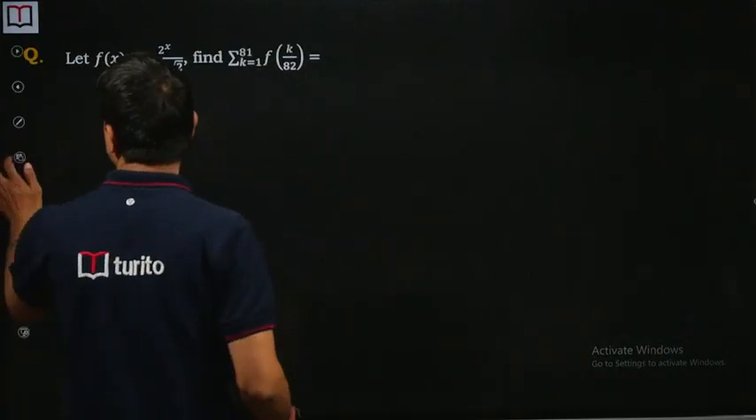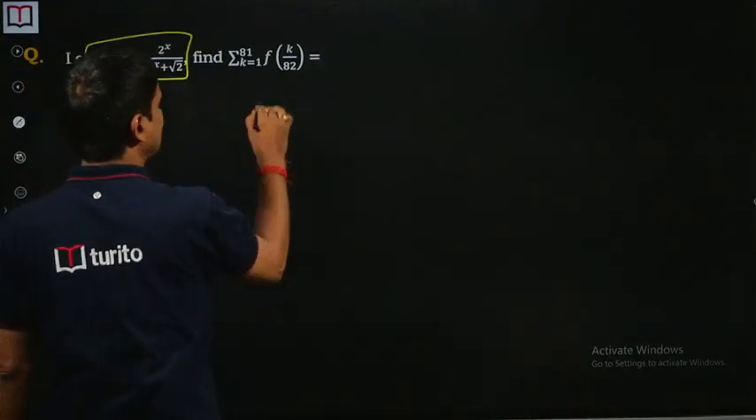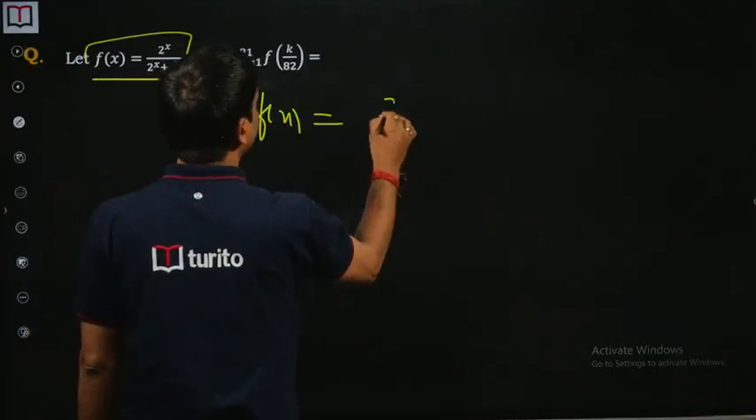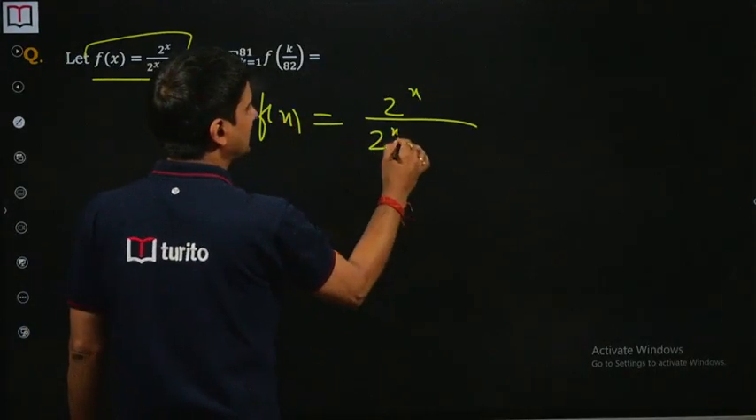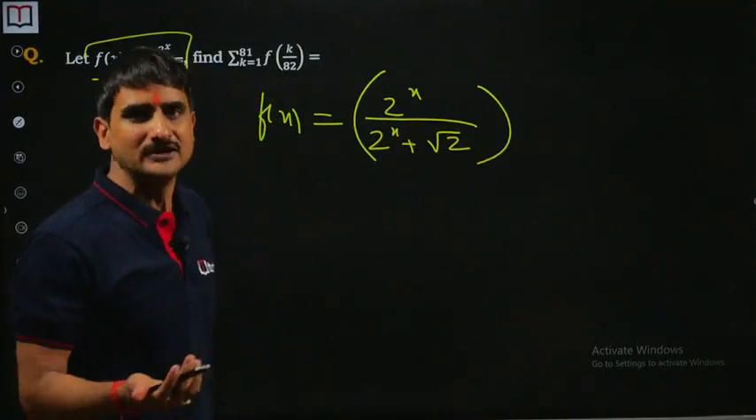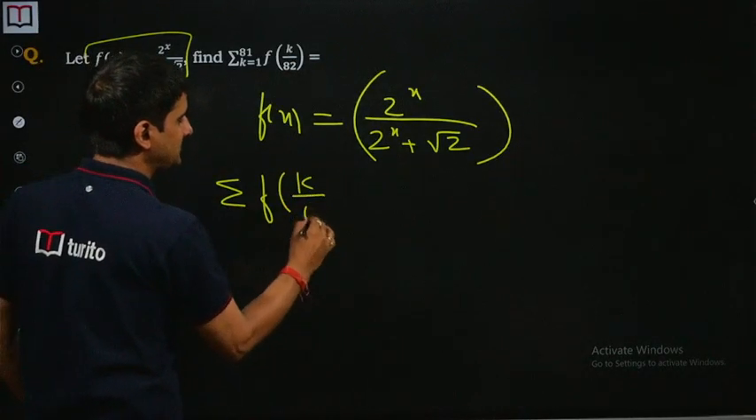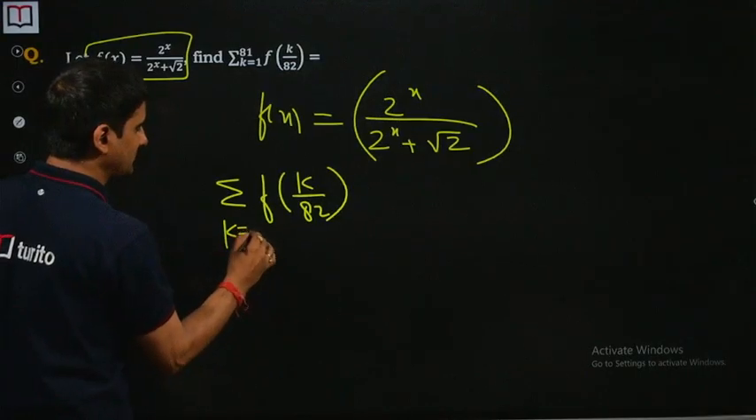14-15 correct questions will really be a decent score in this paper as far as mathematics is concerned. So let's start. We are given f of x is 2 raised to the power x over 2 raised to the power x plus root 2. Of course they have changed the format, but how do we start? We have to find the summation of f of k by 82, where k goes from 1 to 81.